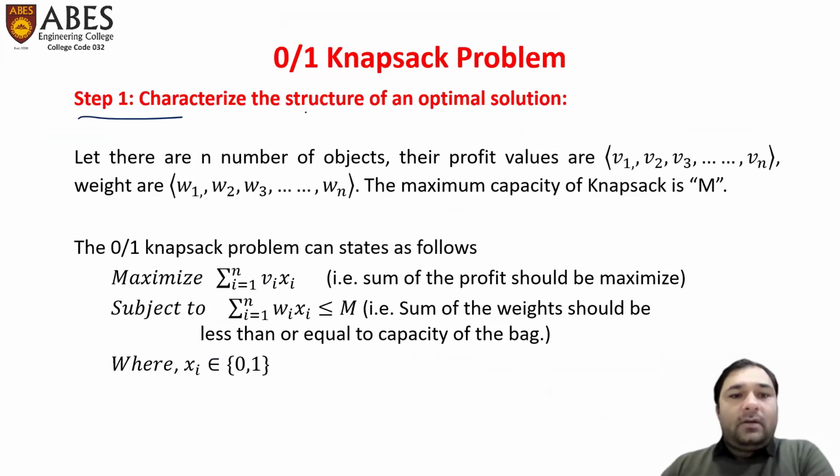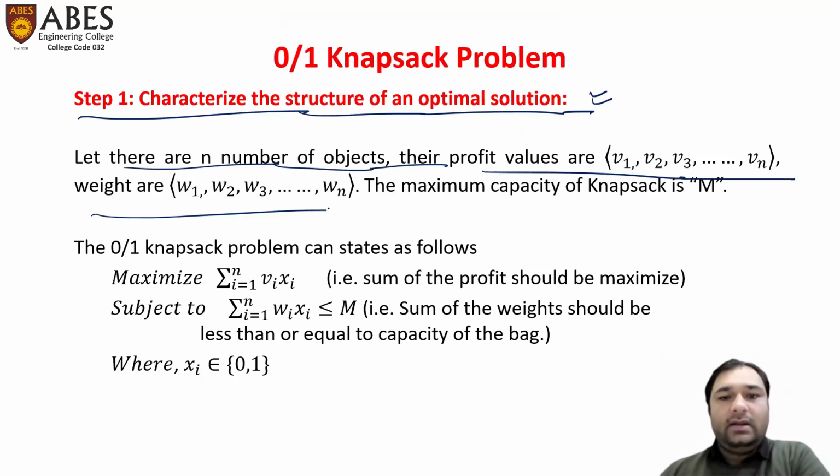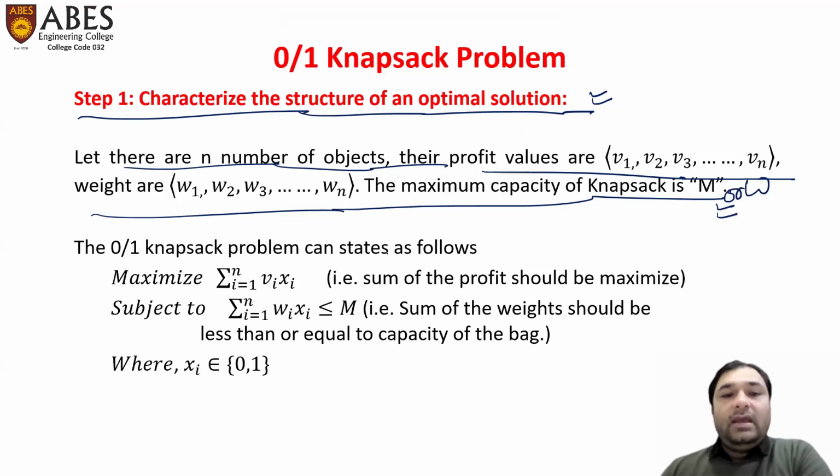Now, step number 1, characterize the structure of the optimal solution. In the structure, let there be n objects, with these profit values and these weights, and the maximum capacity is M or W. So we are defining the structure in the first step.